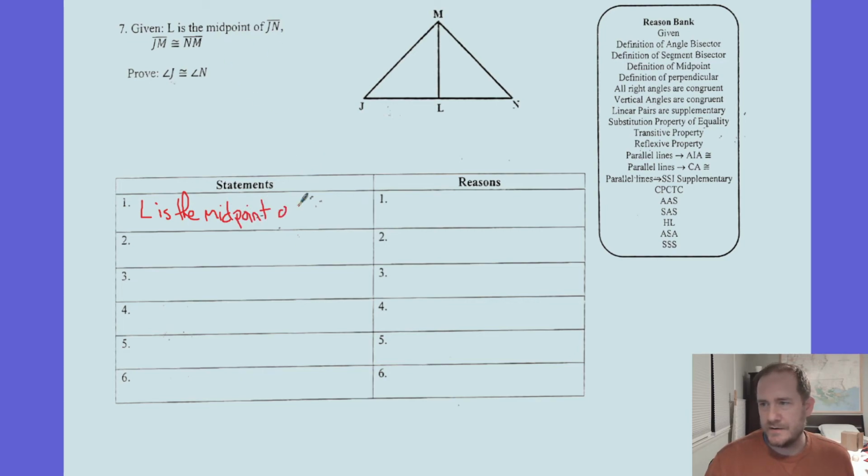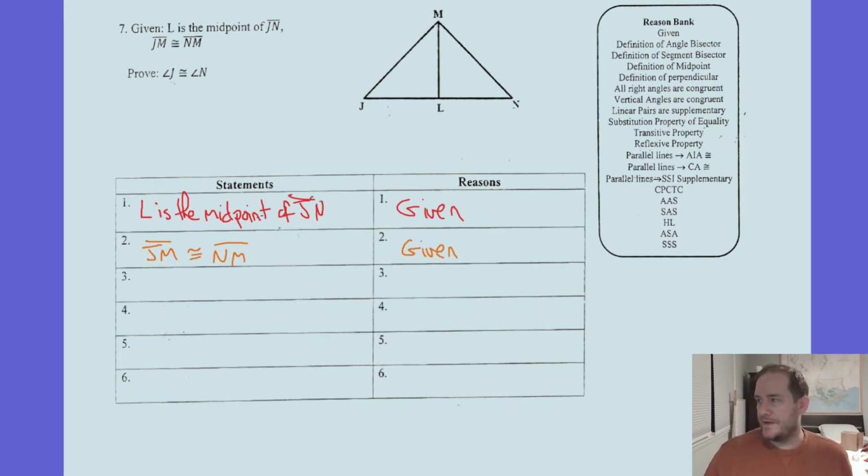Of JN. And that's given. Okay, fine. Go ahead now and just do the second given in the second box. That's given.